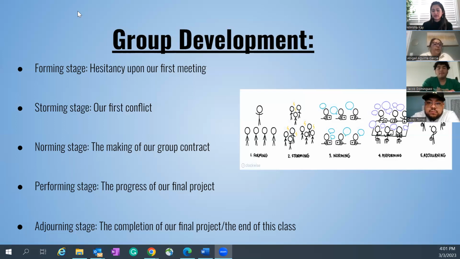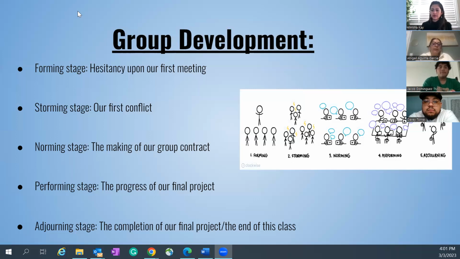So for number 3, our norming stage. Our norming stage happened in week 2, where we wrote our group contract. As a group, we decided on meeting once a week, which was Mondays at 10 a.m. Everyone has really busy schedules and their own lives outside of school, so that day and time worked best for everyone. So that's the day that we stuck to.